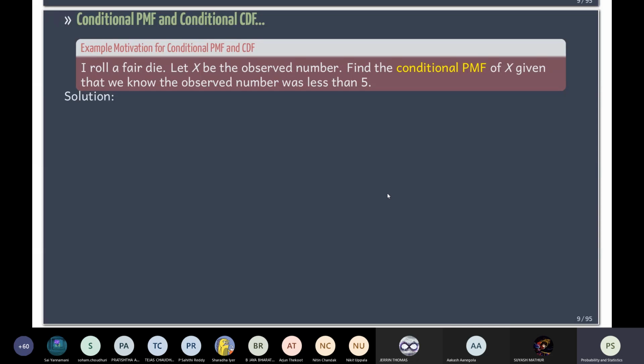So let us try to recall by solving this problem. I roll a fair die and let x be the observed number. The range of x in this case is 1, 2, 3, 4, 5, 6, the possible outcomes of a die. The conditional that is given to us, we can treat as an event A where x is less than 5. So the observed number was less than 5. That's the condition that we have. What we are supposed to find is the probability of x given A, and one by one we can try to estimate.